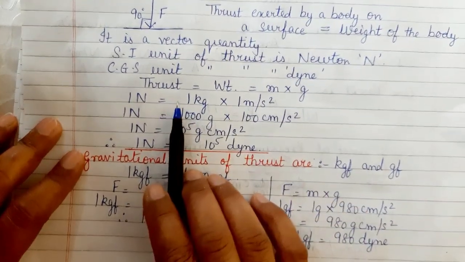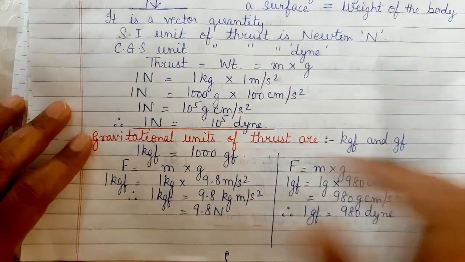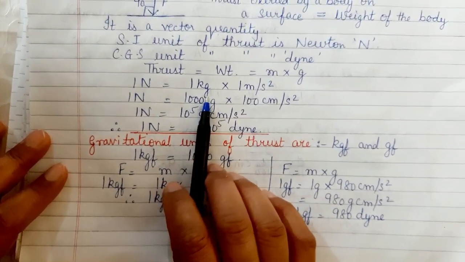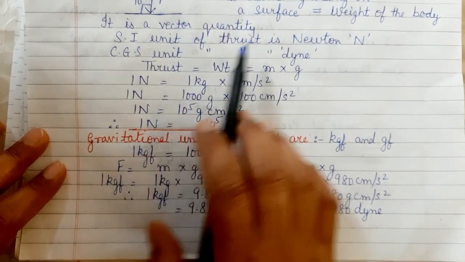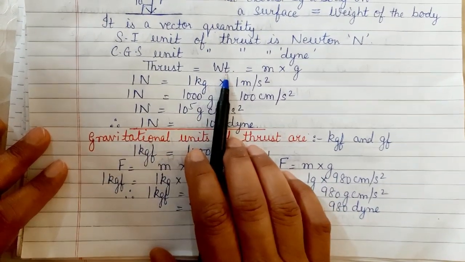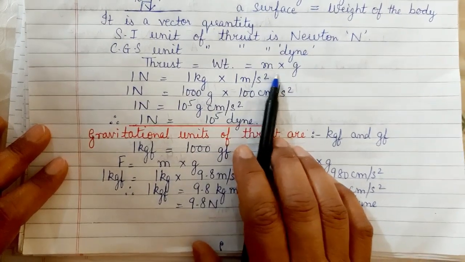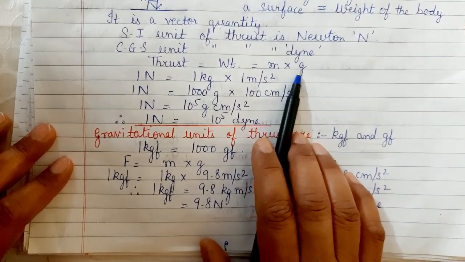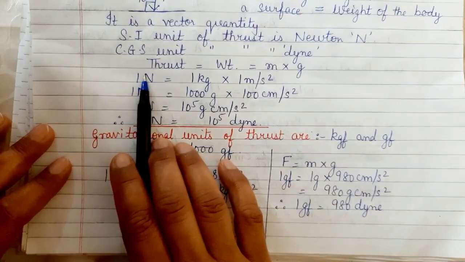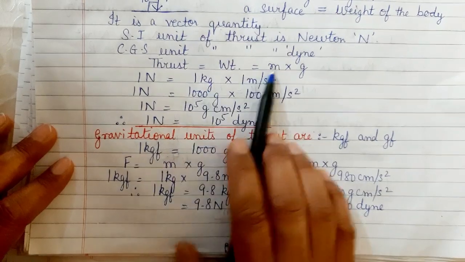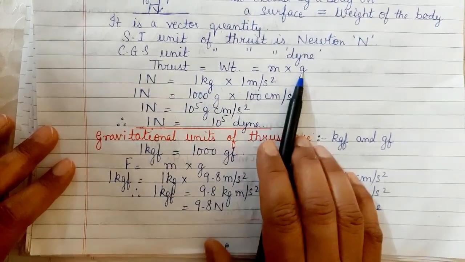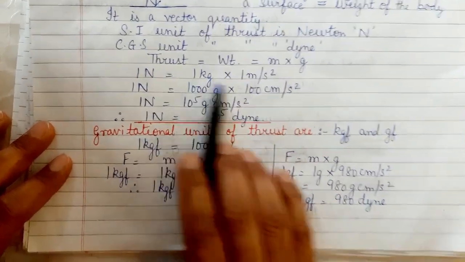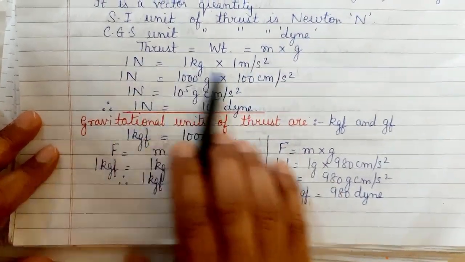The next thing we are going to see is how the SI unit of thrust is related to the CGS unit of thrust. For that I am using the formula, as I told you, that thrust is equal to the weight of the body. So I am using the formula M into G, where M stands for the mass of the body and G stands for acceleration due to gravity. Now 1 Newton is equal to 1 kg into 1 meter per second square, where mass is in kg and G is in meter per second square. This is the breakup of 1 Newton.